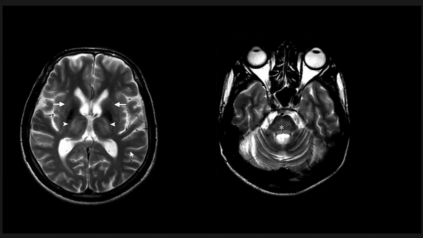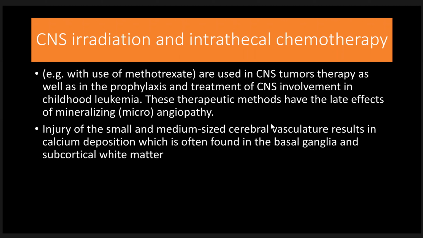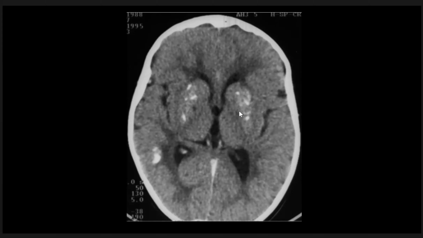Here, another patient with osmotic myelinolysis involving the basal ganglia, as we see here, and also involving the cerebellum and the pons. Radiation is one of the causes, along with intrathecal chemotherapy, and this patient had radiotherapy for lymphoblastic leukemia with CNS involvement, with involvement of the lentiform nuclei manifested by calcification on this axial CT scan.